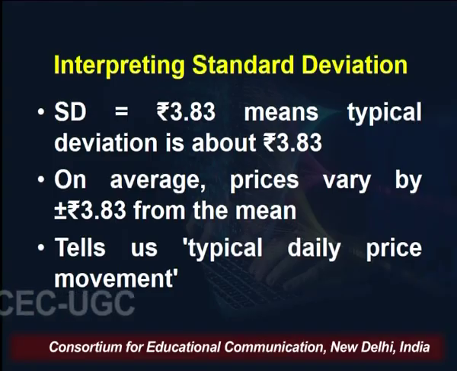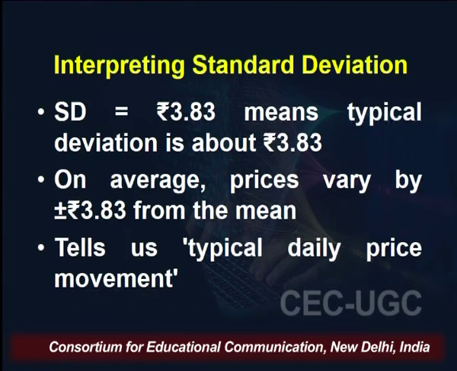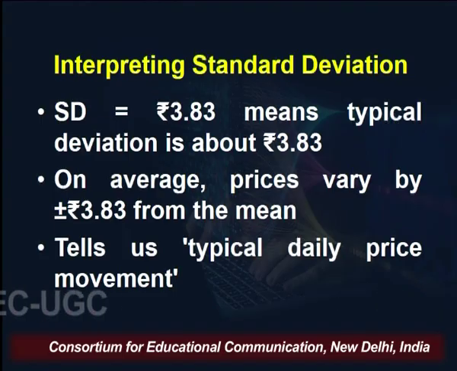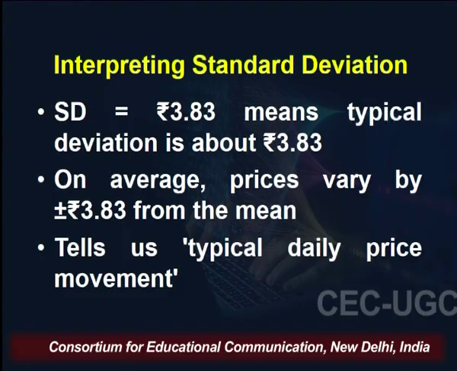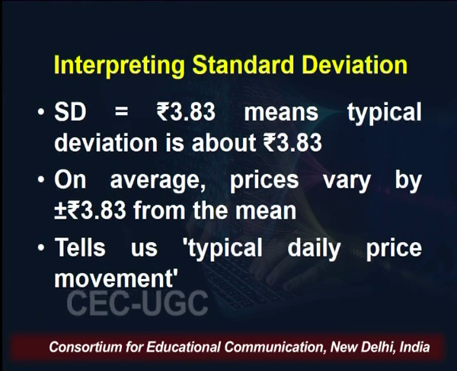But let's understand how we interpret this standard deviation. What does rupees 3.83 mean? Rupees 3.83 means that the typical deviation is about rupees 3.83. It tells us on average prices vary by rupees 3.83 from the mean. Again, we are calculating this spread across our mean, our typical center point. So if your typical center point is, let's say, rupees 0, on an average day you can find the prices to vary from plus 3.83 to minus 3.83 rupees. So the standard deviation tells us the typical daily price movement.